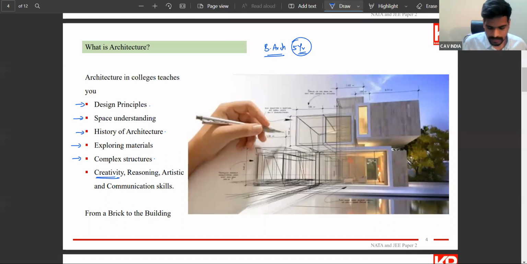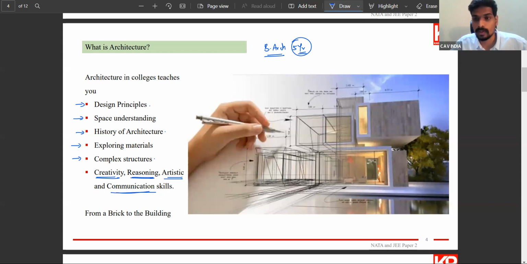If you're someone who is interested in creativity, and good at communication skills. Why communication? Because an architect's work has to be communicated through drawings to the client. So after your B.Arch, when you engage with your clients, be it at a personal level in your own practice, or in a huge company, there are MNCs also. When you're involved in discussions with the client, you should have good communication skills, good reasoning and artistic skills.